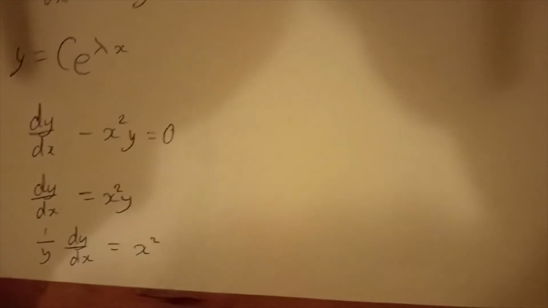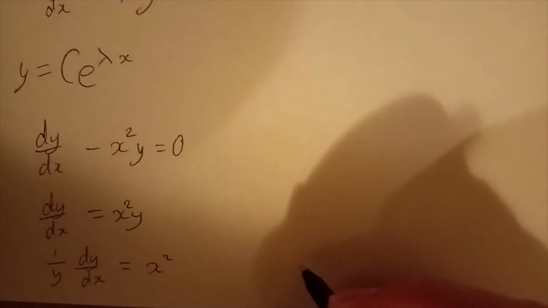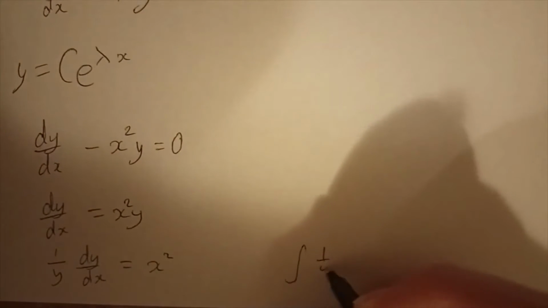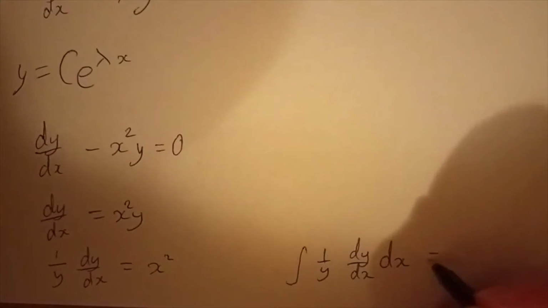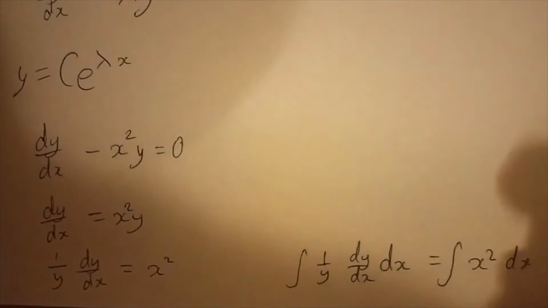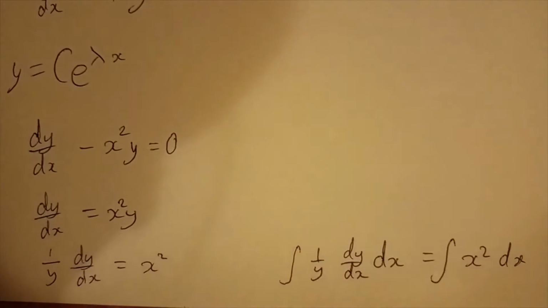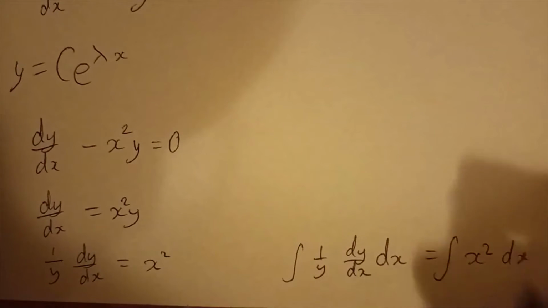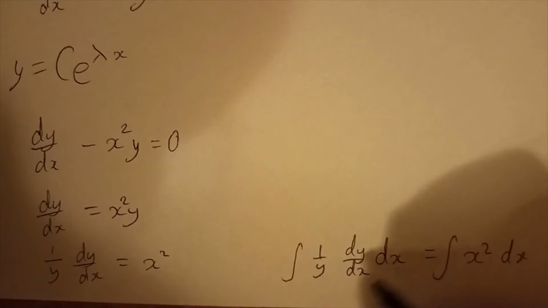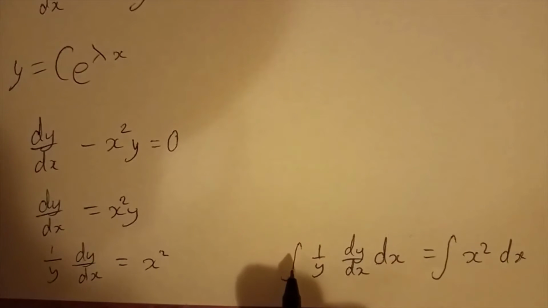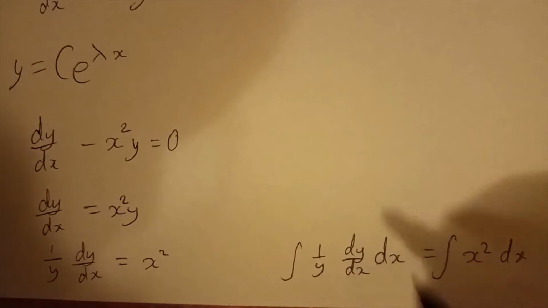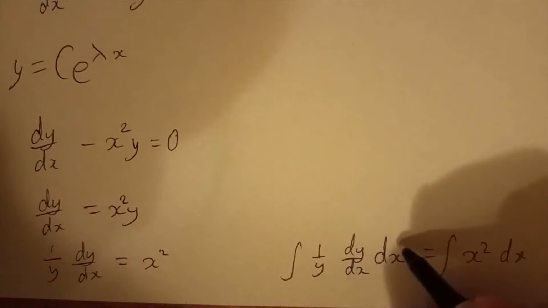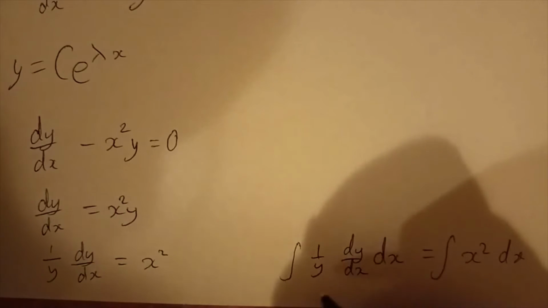with respect to x. We can integrate both sides with respect to x like this. The integral of 1 over y dy dx with respect to x equals the integral of x squared with respect to x. Now, the mathematicians might not necessarily like me crossing out these, but we can actually just take the integral of 1 over y with respect to y, because effectively, although it's probably not precise to cancel out the dx's, it will work nonetheless.